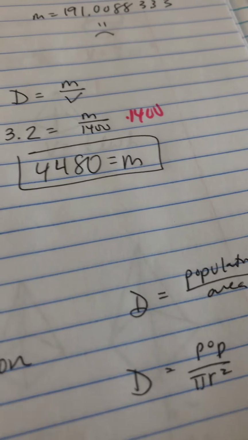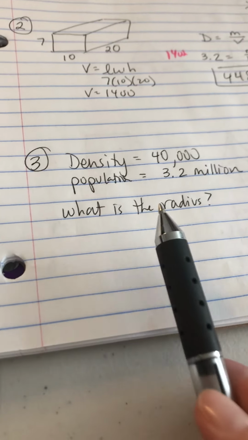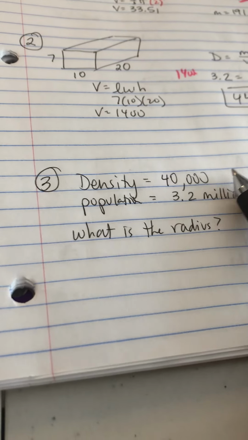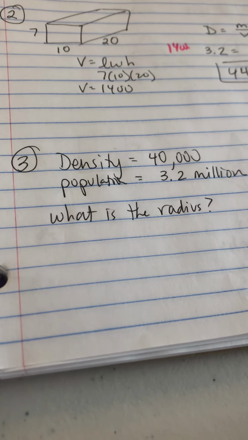It's done. Okay, the next one is a population question, where we have a certain density in a certain population, what's the radius, sorry, in a circular area.